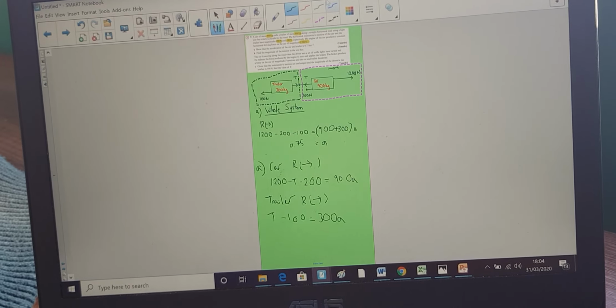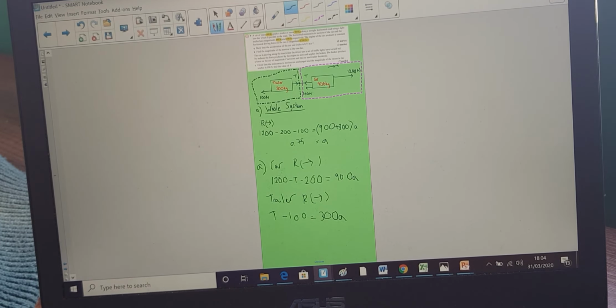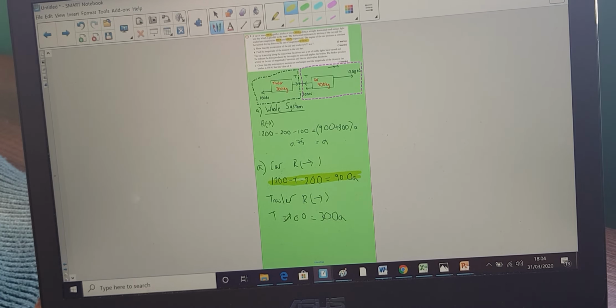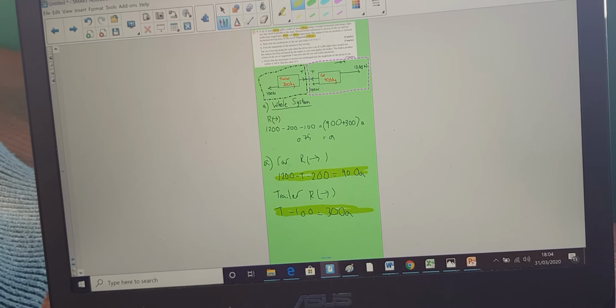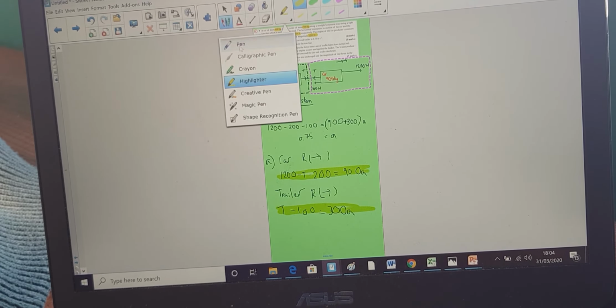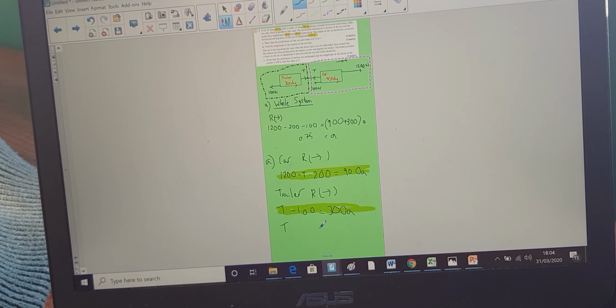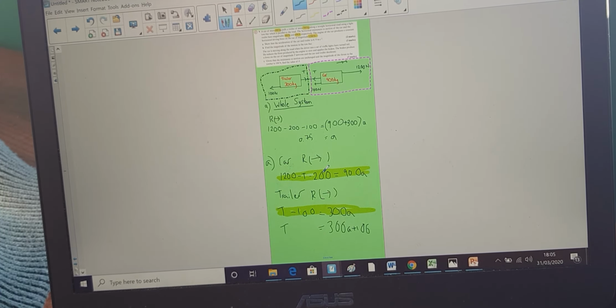Now, as I said, this would be a much more long-winded way to do this, but another way of solving this is, if you think about it, what I've basically got is one equation with two unknowns, a T and an A, and another equation with the same two unknowns. What I've basically got is simultaneous equations. If I wanted to, I could rearrange this one here to make T equal to 300A plus 100. Then substitute that back into this one here.